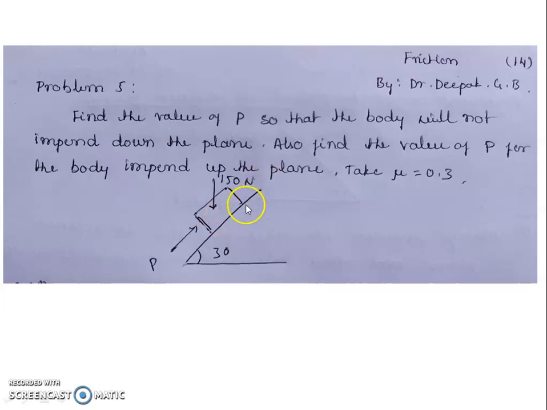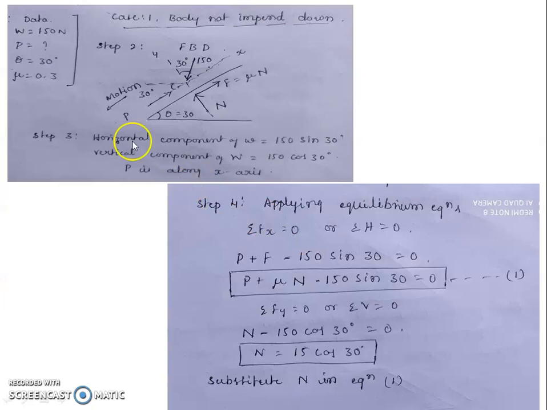In this figure, the inclined plane is making an angle of 30 degrees with the horizontal and the block is weighing 150 newtons, and P is acting upwards along the x-axis. I will write the data now. What is the given data here? W of the block is given, that is 150 newtons.